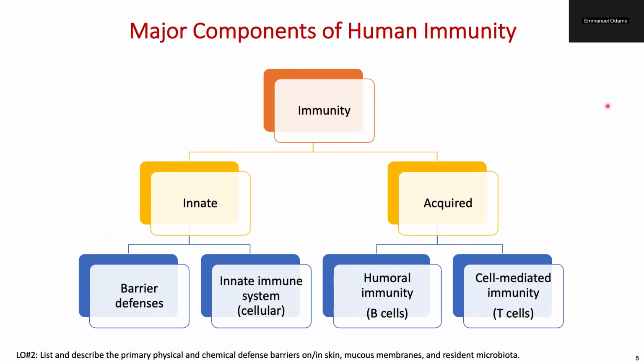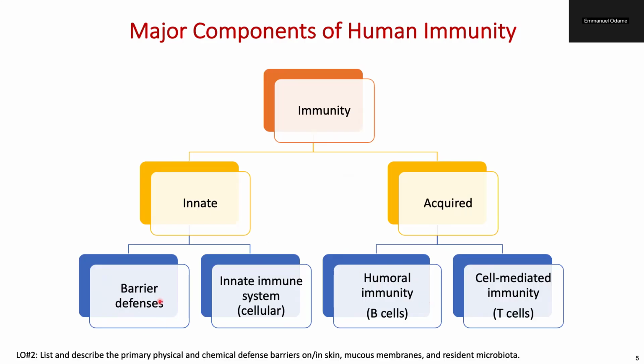So in the human immune system, there are two main branches. We have the innate and the acquired. The innate has subcategories, which are the barrier defenses, and then the innate immune system, which is more cellular. And then under the acquired, we have the humoral immunity, which is mostly by B cells. And then we have the cell-mediated immunity, which is done by the T cells.